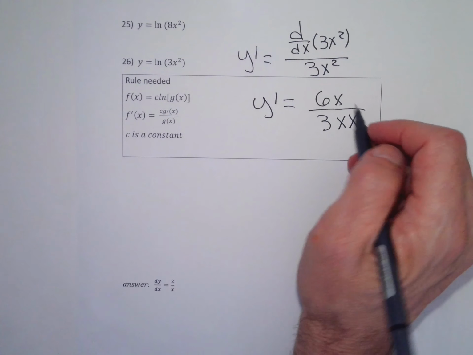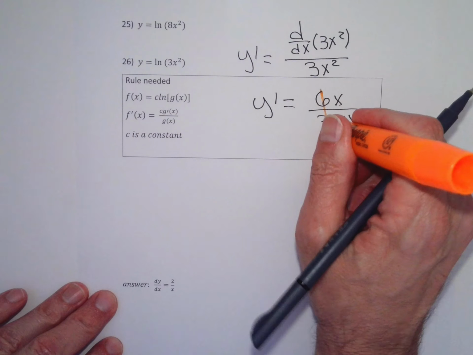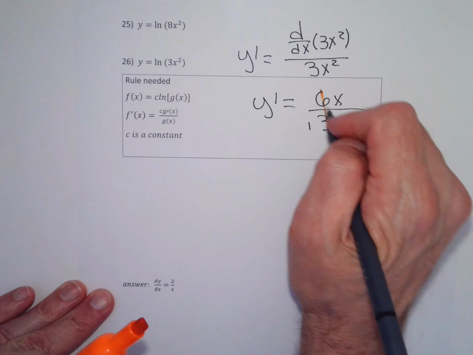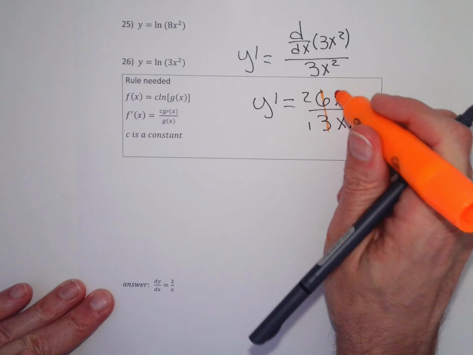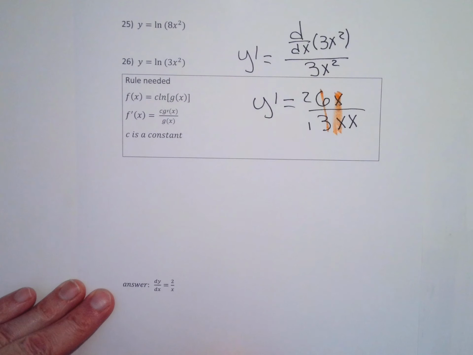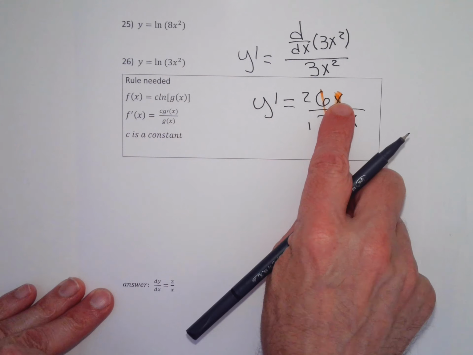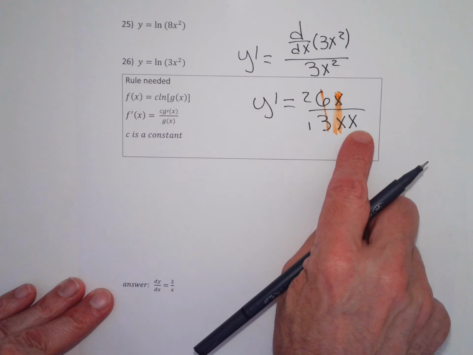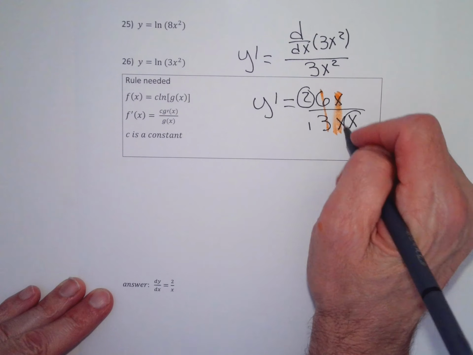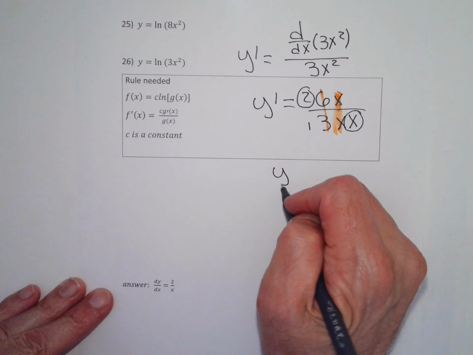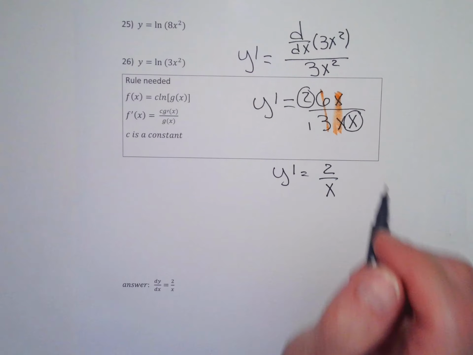To make the canceling easier, I wrote the 3x squared with a double x. I'm going to cancel the 6 and 3. The 3 becomes a 1. The 6 becomes a 2. My x squared, which I doubled up so you can see this canceling better and see what's left, I'm going to cancel one of the x's from the x squared with the x from the derivative in the numerator and be left with an x in the denominator. So what I'm left with in the numerator is 2. What I'm left with in the denominator is x. The derivative of 26 is just 2 over x.